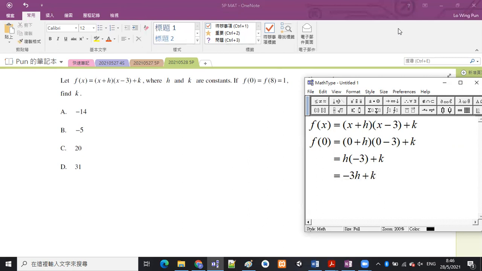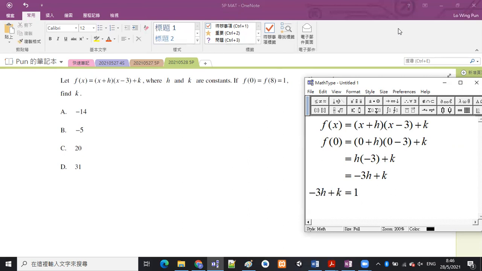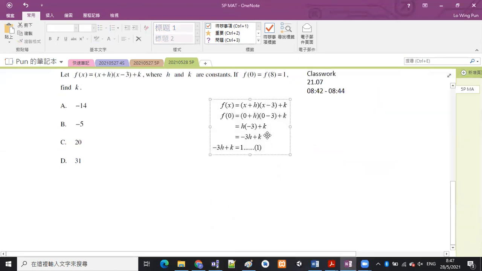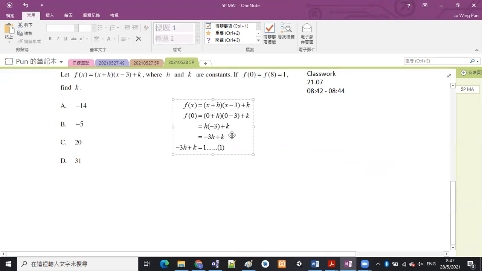But what is the value of F(0)? What is the given value of F(0)? It is equal to 1. So I'm going to put it equal to 1. Therefore, our -3h plus k should be equal to 1. And I'm going to label this to be our equation 1. Can you get this? Can you set up equation 2 for me? By using F(8) equals to 1.